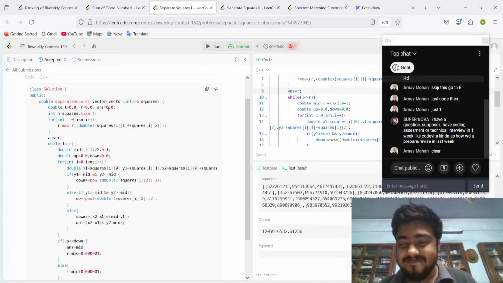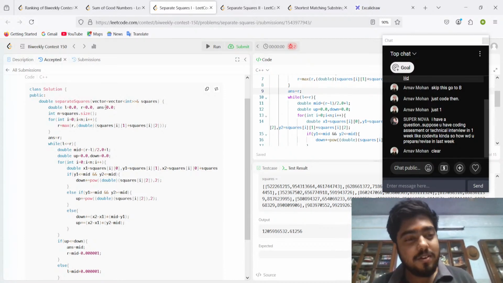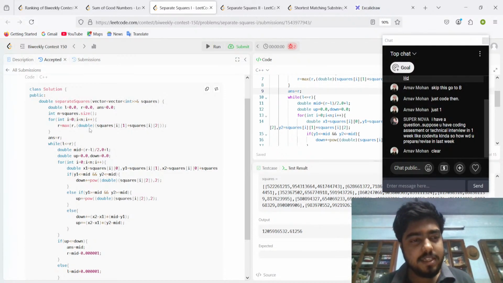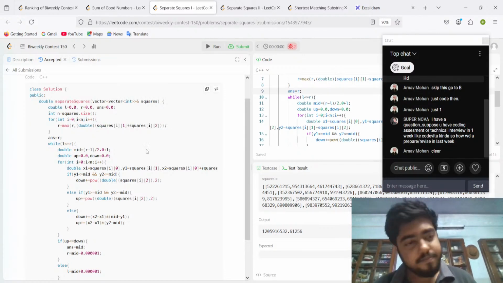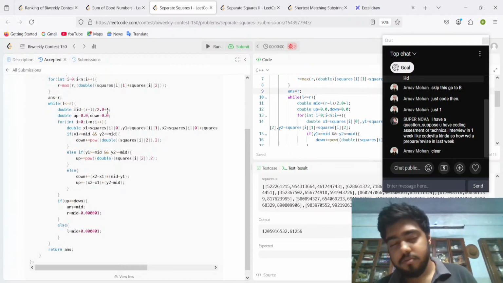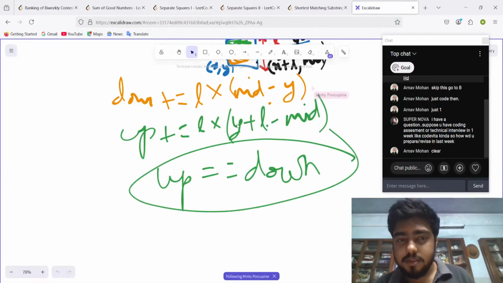So L is equal to 0, R is equal to 0, answer is equal to 0. Initially, everything is 0. N is equal to square root size. What we are going to do, R is going to be the maximum of squares of I1 plus squares of I2, right? Clear? Answer is equal to R. While L is lesser than equal to R, binary search. Mid is equal to R minus L by 2 plus L, that is L plus R by 2, just to avoid the overflow thing. Clear? Up is equal to 0, down is equal to 0. What is up and down? I just mentioned up and down. Okay? Clear?